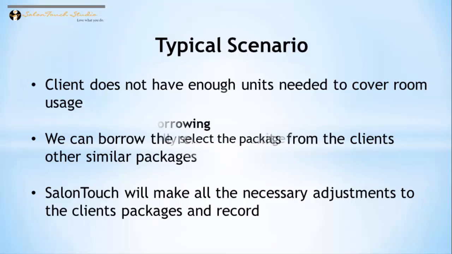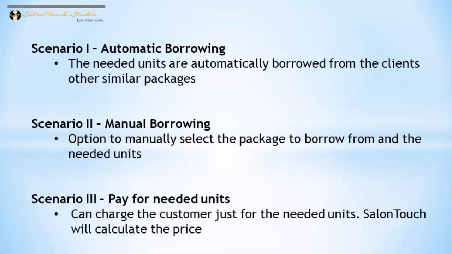So let's look at this in a little bit more detail. Now there are certain scenarios that can happen. One is that we can go in SalonTouch, set up a setting that will enable automatic borrowing from one package to another when required. And then SalonTouch will automatically adjust other services to account for the units borrowed. The second scenario is where SalonTouch will check if the client owns similar types of services to cover the units needed. And then if so, SalonTouch will pop up a window asking you to select which service you want to borrow from. This is called manual borrowing.